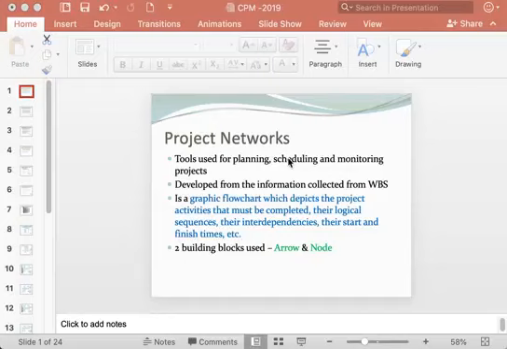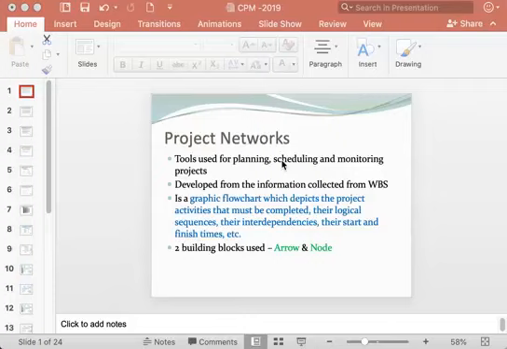The project networks are the tools used for planning, scheduling and monitoring projects. So in other words, after project networks are developed, they can be used for planning, scheduling, and monitoring projects.